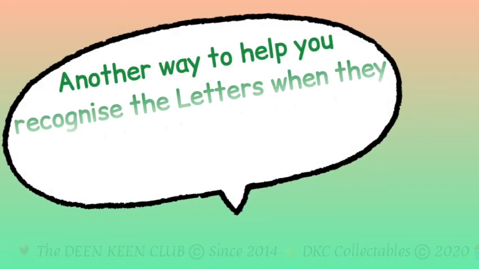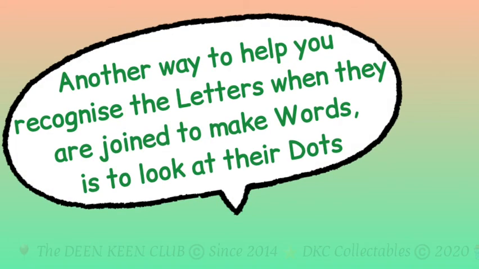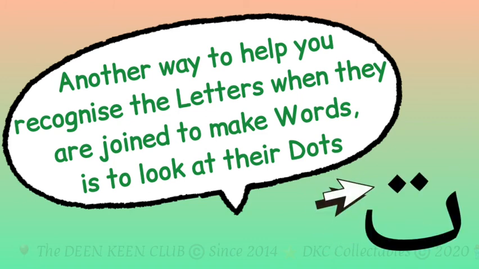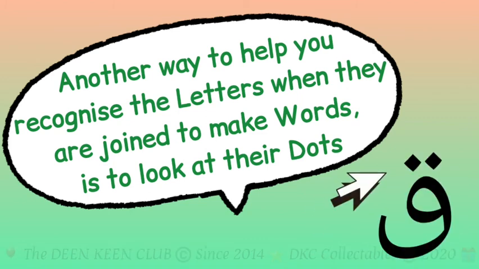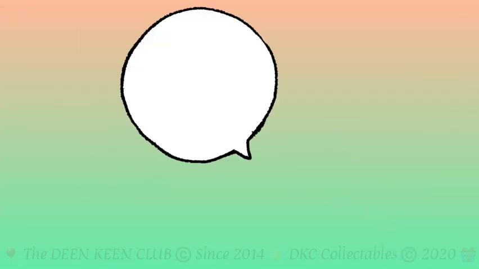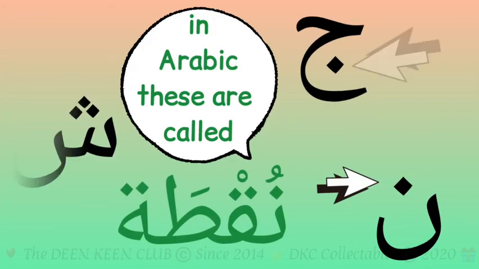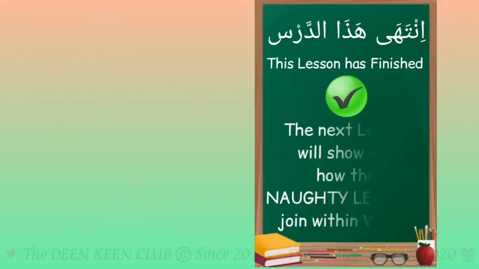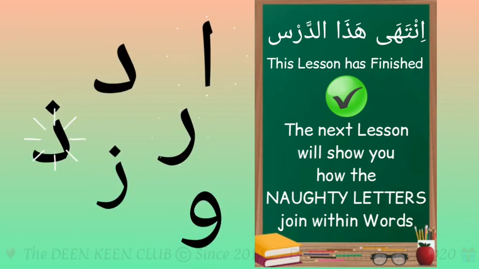Another way to recognize letters when they are joined to make words is to look at their dots. In Arabic, these are called نقطة. انتهى هذا الدرس. This lesson has finished. In the next lesson, we will show you how the naughty letters join within words.